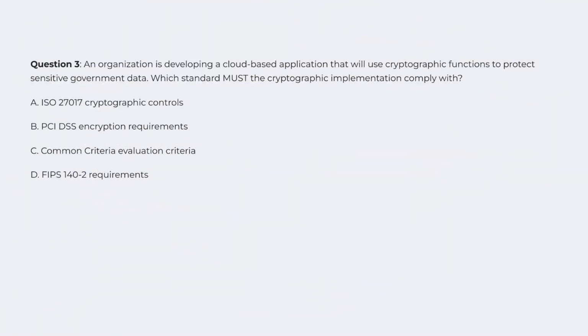Question 3. An organization is developing a cloud-based application that will use cryptographic functions to protect sensitive government data. Which standard must the cryptographic implementation comply with? A. ISO 27017 cryptographic controls. B. PCI DSS encryption requirements. C. Common Criteria evaluation criteria. D. FIPS 142 requirements.